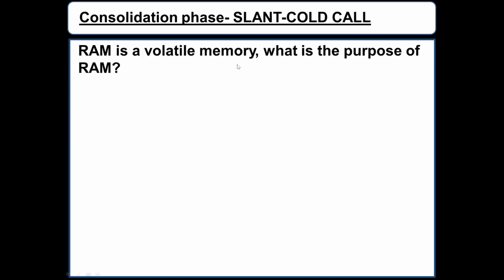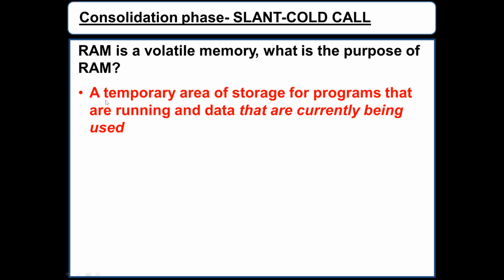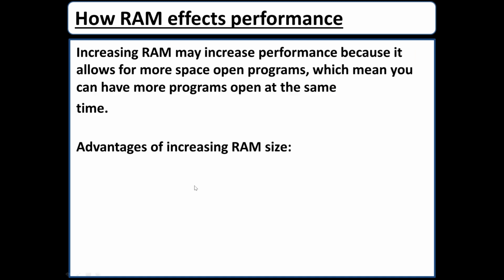So we say RAM is volatile. What is the purpose of RAM? Now, as I mentioned before, it's a temporary area of storage for programs that are currently being used and that are currently running. Now, the way RAM affects performance is if you increase the amount of RAM, this will technically increase your performance because you will have more space for more open programs.